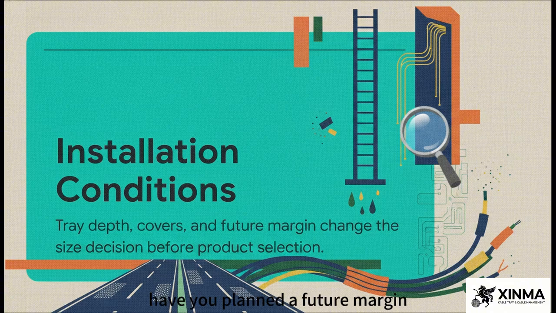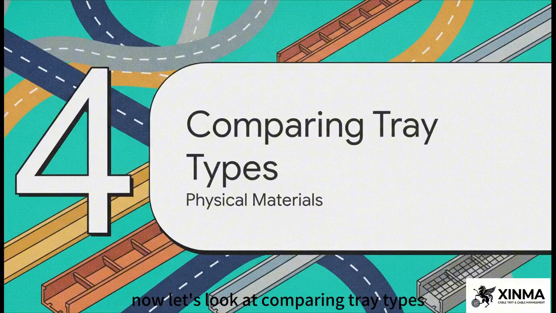Have you planned a future margin? Going back to our analogy, building a brand new highway with zero room for future expansion is incredibly short-sighted. A building will inevitably need network upgrades or new power lines down the road. Leaving a margin for future cables ensures you aren't forced to build a completely new highway just 5 years from now. Now, let's look at comparing tray types.